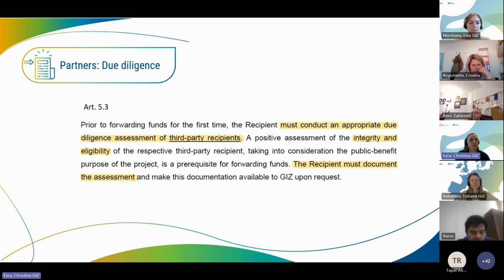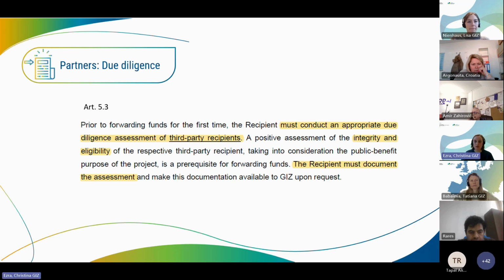So this is about the work with your implementing partners. In the new contract, they are referred to as third-party recipients. You were all told to do an appropriate due diligence for the partners you selected, because this is, as you can see here, part of the contract and it's obligatory to do that. Please be aware that we or the auditor might take a look at the due diligence that you did. So please make sure that you documented it properly in your records.